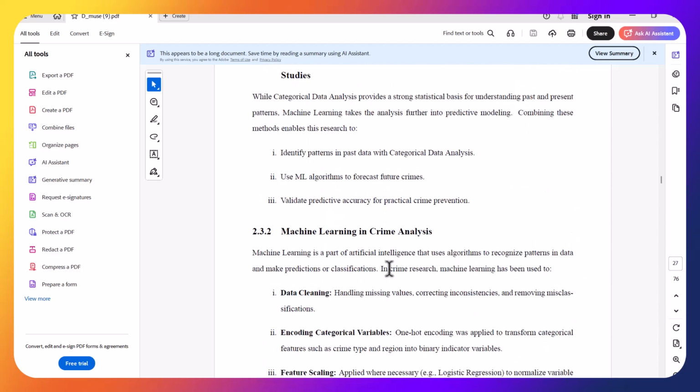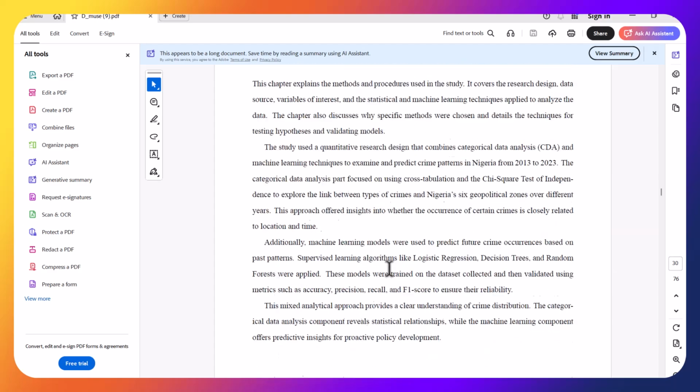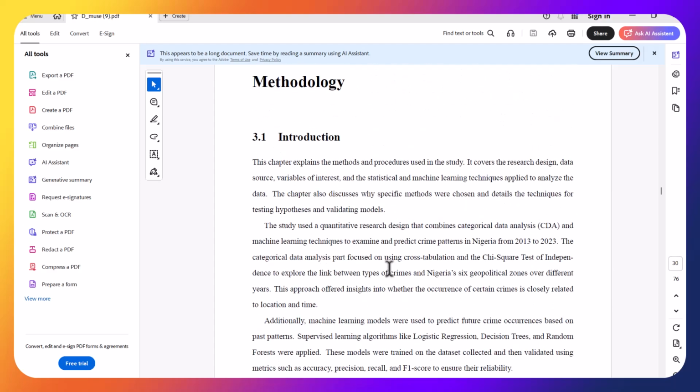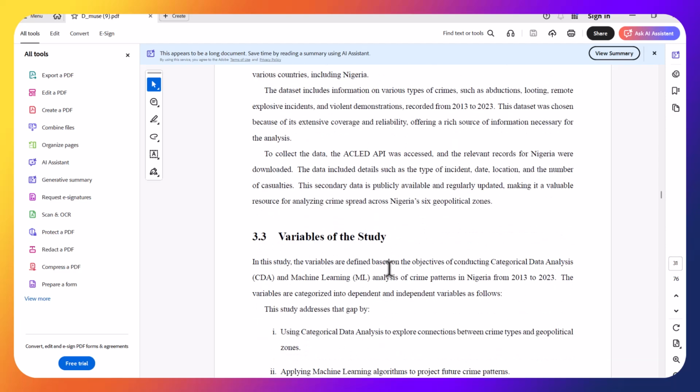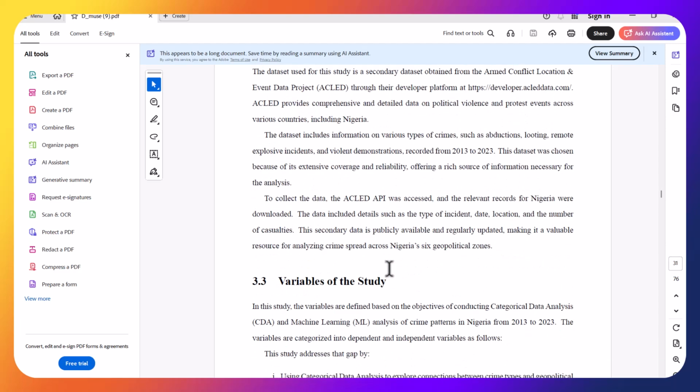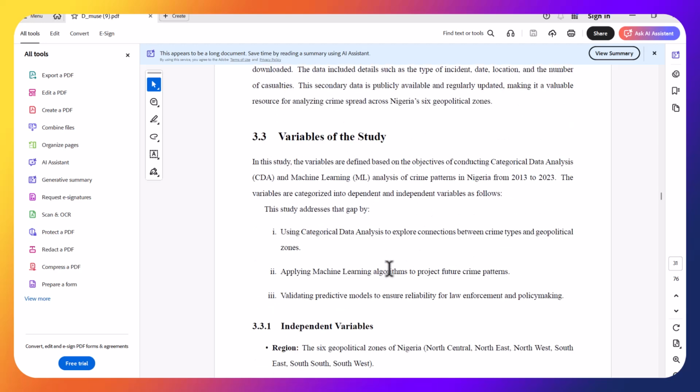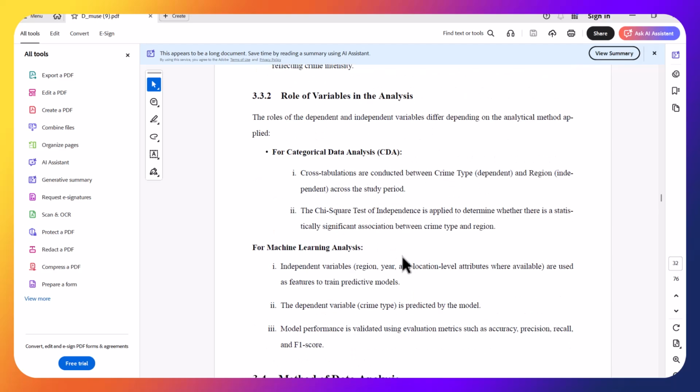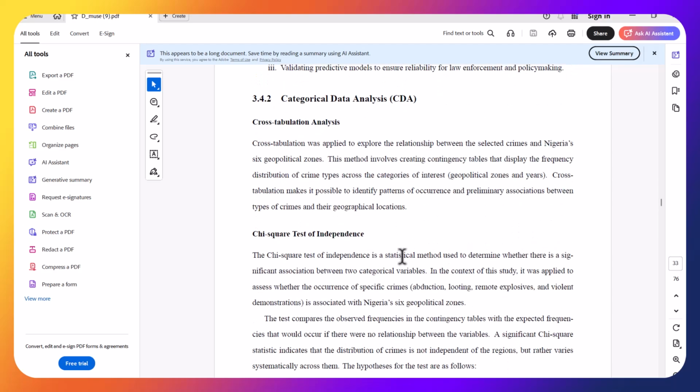Then moving on to chapter 3, it's talking about the methodology as well. It's going to contain the introduction, your data analysis techniques, the variables you used, and a brief introduction to the models you are going to be using for your machine learning, that is if your project includes machine learning. If it doesn't, it's going to include your method of data analysis. Then your independent variables.